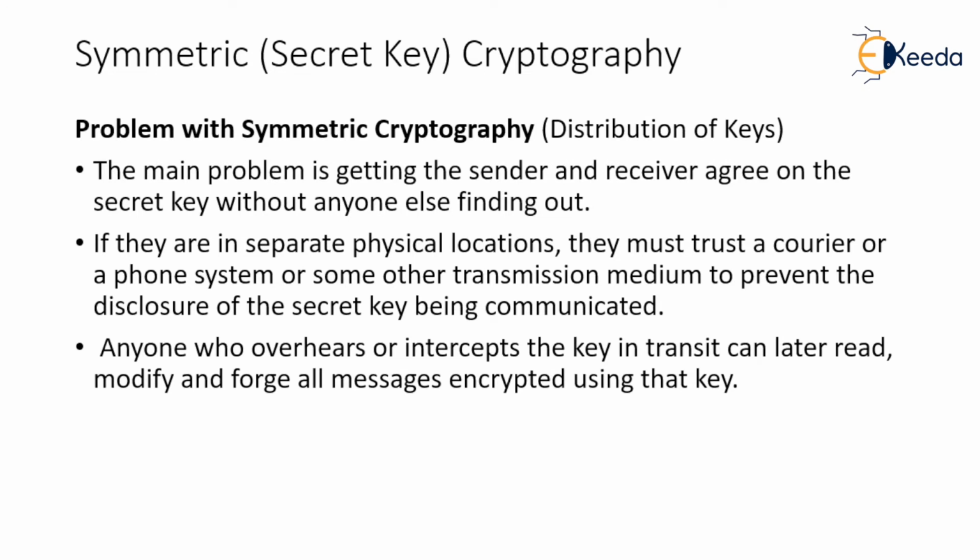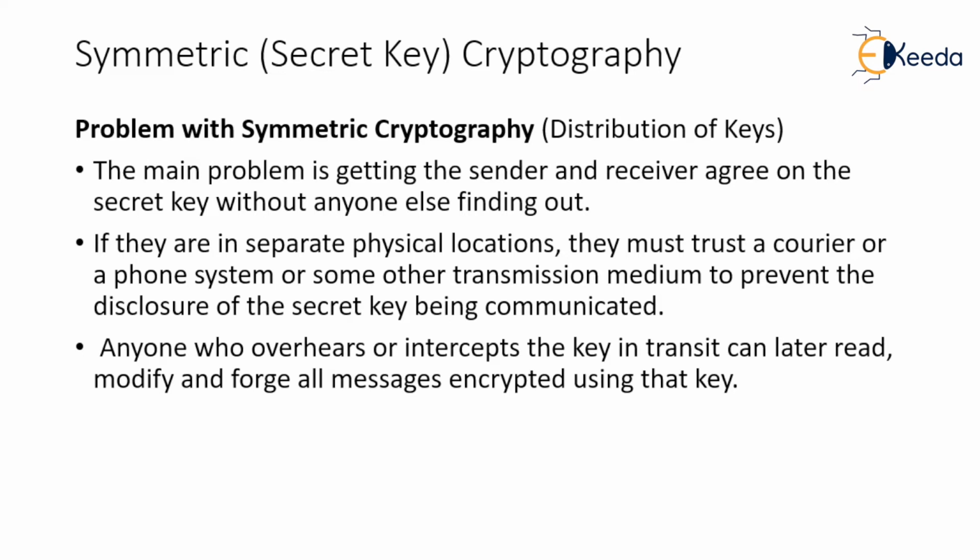The symmetric key problem is the distribution of keys. The problem it faces is the distribution of the key over the communication channel. The main problem here is getting the sender and the receiver to agree on the secret key without anyone else finding out that secret key. If they are in separate physical locations, they must trust a courier or a phone system or some other transmission medium to prevent the disclosure of their secret key, which they will then be using for the encryption and decryption of their message. Anyone who overhears or intercepts the key in transit can later read, modify, or forge all the messages encrypted using that secret key.